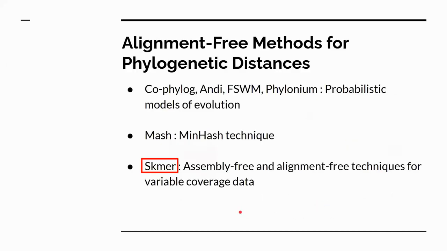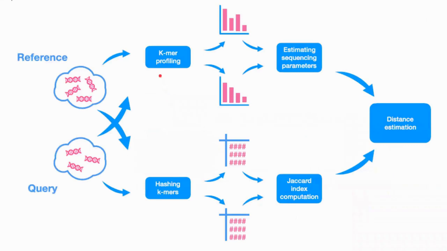Skmer is an efficient version of MASH. Here, k-mer profiling is used to estimate the sequencing error and coverage. Then by using this estimation and Jaccard index, the distance is calculated. Now let's get back to CD-MAWS.